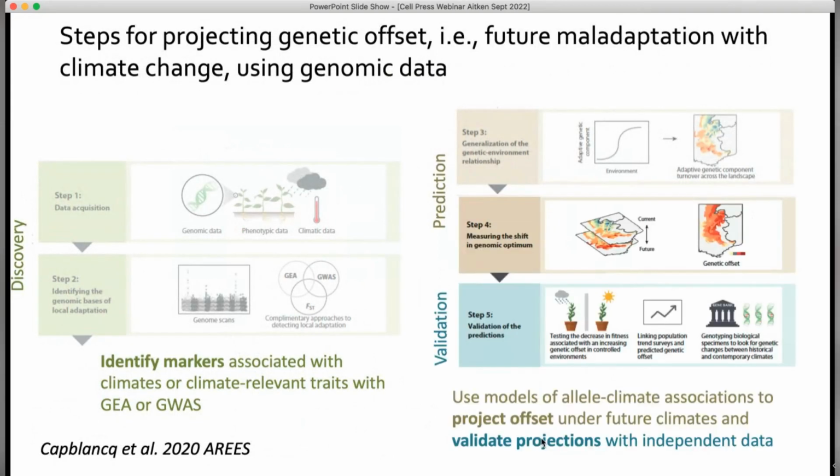So the next steps identified by Cat Blanc and others here in these figures are to use the genetic environment relationship and the model from, for example, gradient forests to project ahead what the offset is going to be between the current genetic composition and future climate. And after doing that, we really need to validate projections with an independent data set.